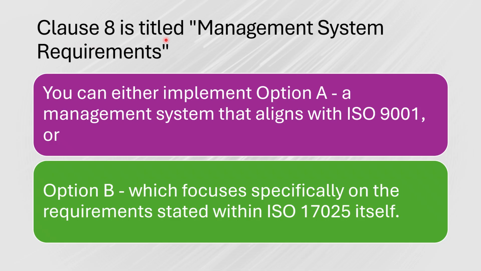So clause number 8 is titled Management System Requirement in ISO 17025, and it gives laboratories two options. You can either implement option A, that is a management system that aligns with ISO 9001, or option B, which focuses specifically on requirements stated within ISO 17025 itself. Most laboratories choose option B because it's more streamlined and directly relevant to laboratory operations. But regardless of which option you choose, the goal is the same: to establish, document, implement, and maintain a management system that supports the quality of your laboratory activities.